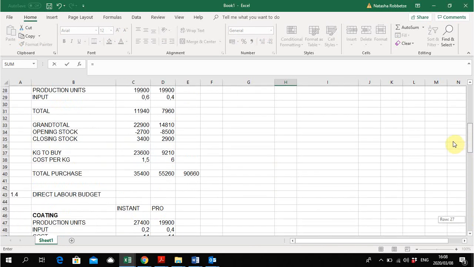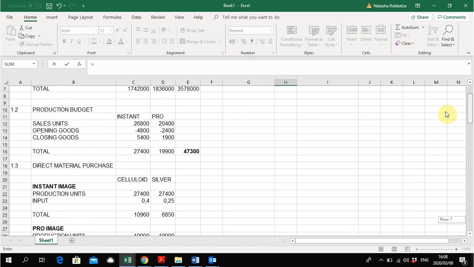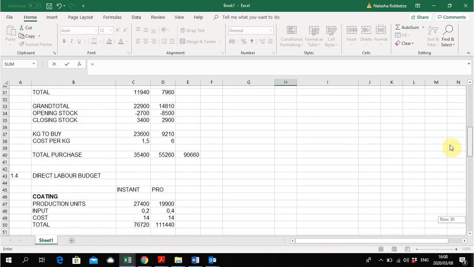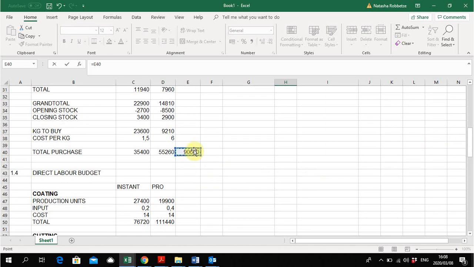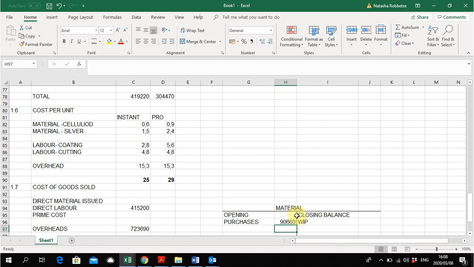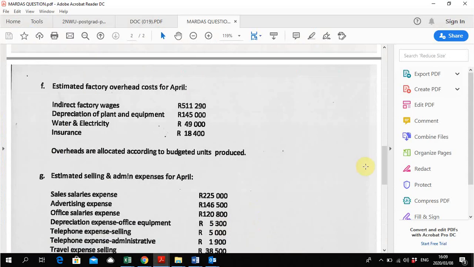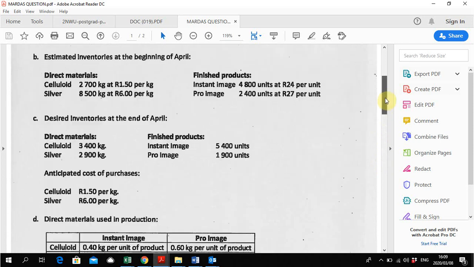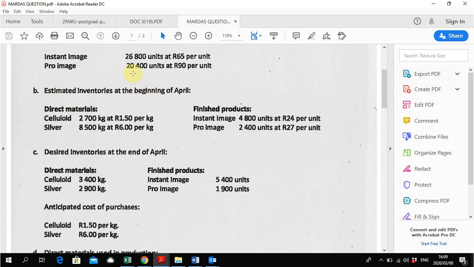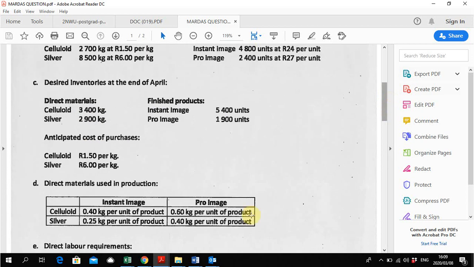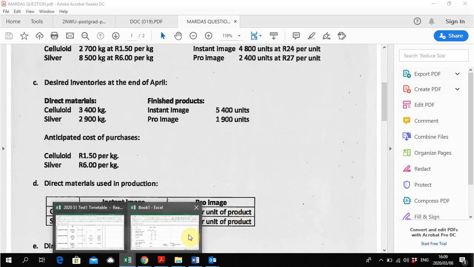Right, the purchases should not be too difficult. We can go back to our purchases budget. And the total there was 90,660. Then for the opening stock, if I can just take you back to the question, we need to go and see for the materials. It was opening stock of celluloid, 22,700 at R1.50, 8,500 for silver at R6. So I need to do that multiplication.